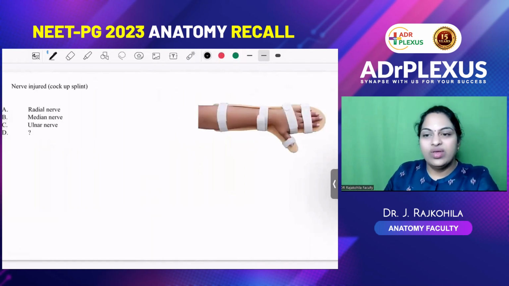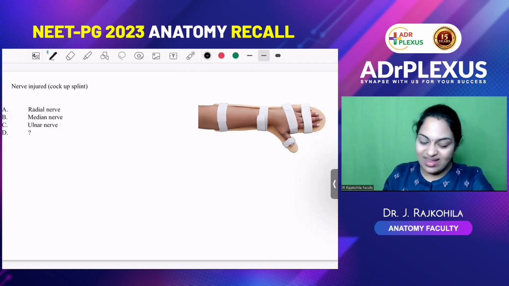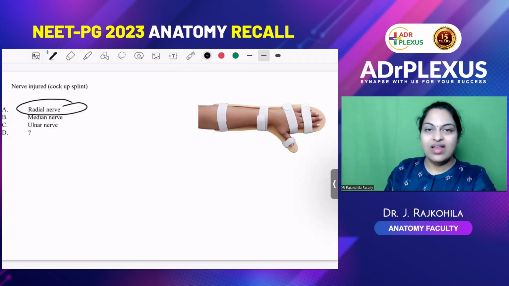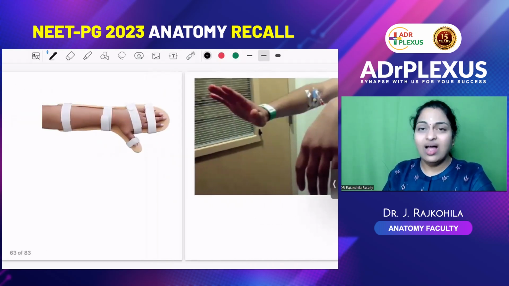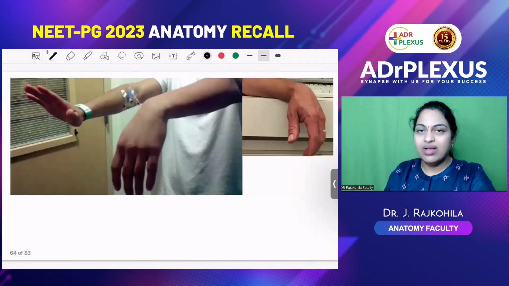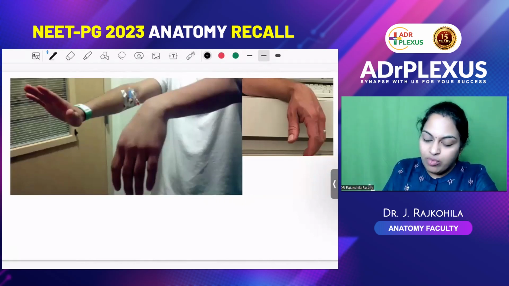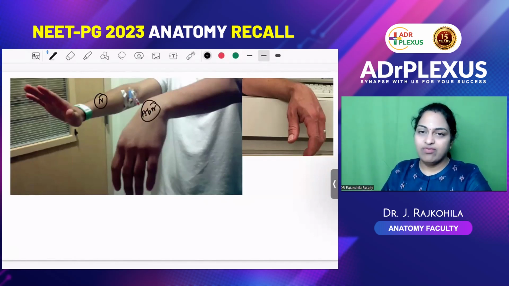So all of you have given, a cock-up splint image was given and the nerve injured. It's classically the radial nerve. Hope all of you got it right. So why is this splint? To immobilize your wrist and hand. But why? Which is normal and abnormal here? You can see the normal hand. This is the abnormal, deformity one.